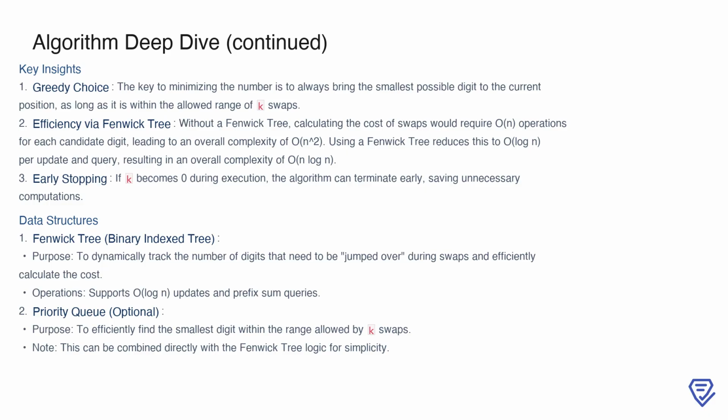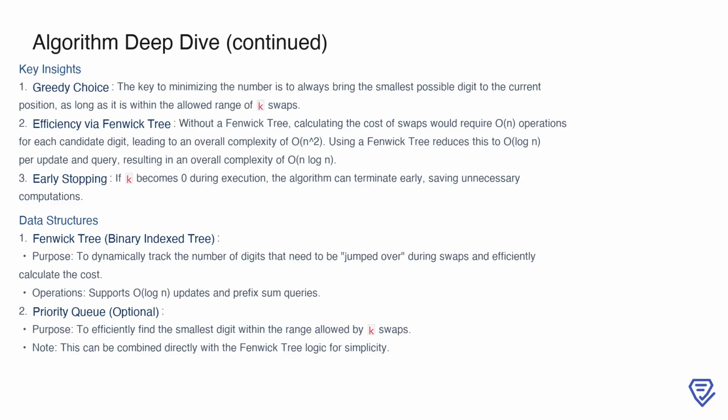The key insights behind this algorithm are rooted in the greedy approach and the efficiency of the Fenwick tree. The greedy strategy ensures that we always prioritize bringing the smallest possible digit to the current position, as long as it's feasible within the allowed number of swaps. Without the Fenwick tree, calculating the cost of each swap would require iterating over the entire string, resulting in a time complexity of O(n squared). However, the Fenwick tree reduces this to O(log n) for each update and query, enabling the overall algorithm to run in O(n log n).